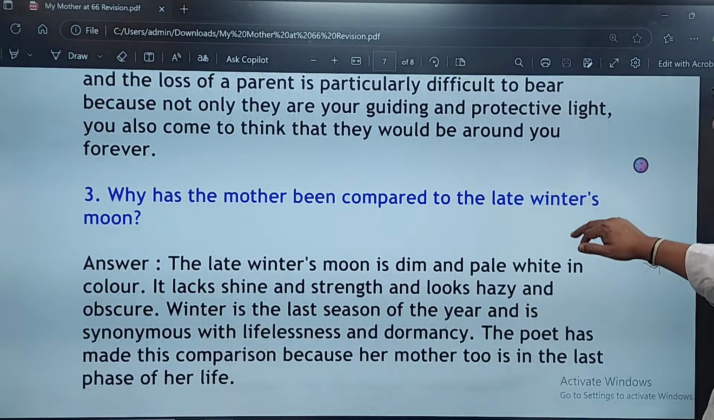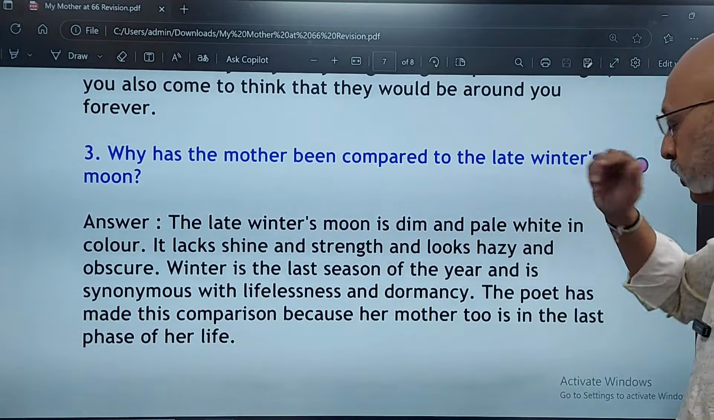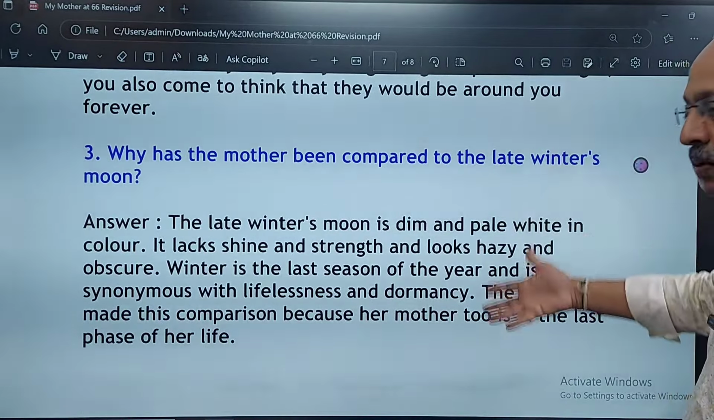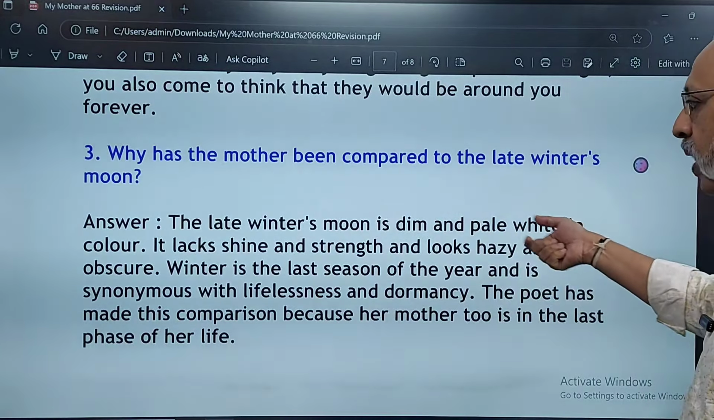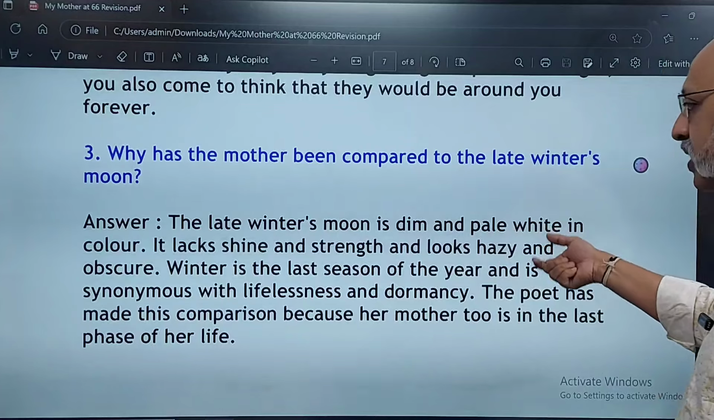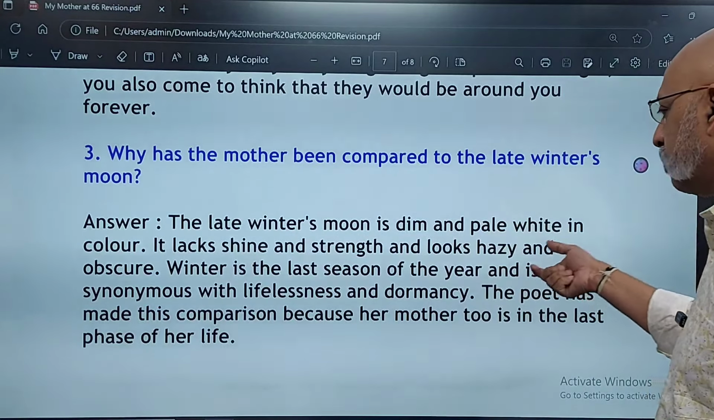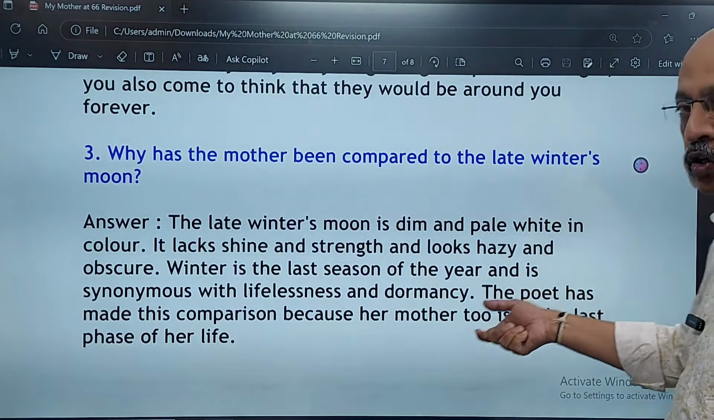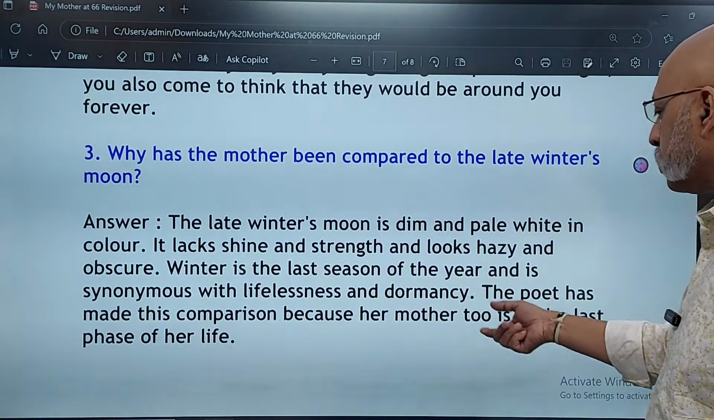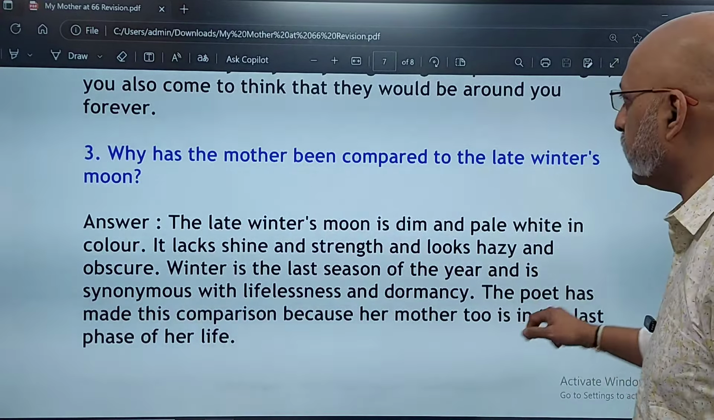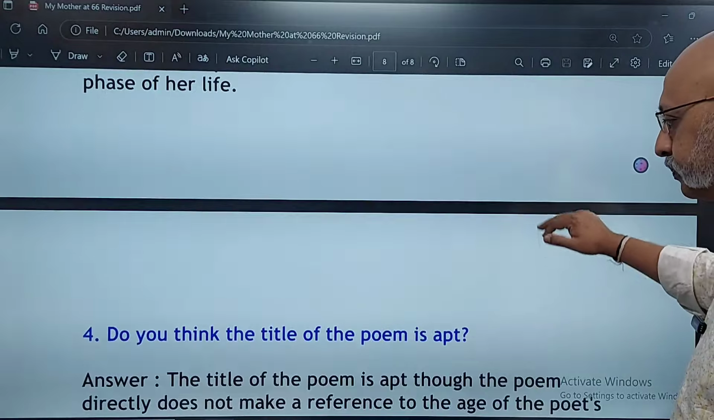Why has the mother been compared to the late winter's moon? This is something which was there before also, but this is a much more detailed answer. The late winter's moon is dim and pale white in color. It lacks shine and strength and looks hazy and obscure. Winter is the last season of the year and is synonymous with lifelessness, dormancy and end of life. The poet has made this comparison because her mother too is in the last phase of her life.